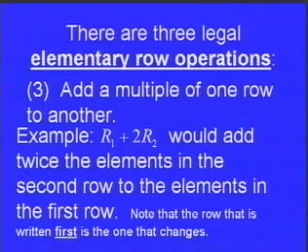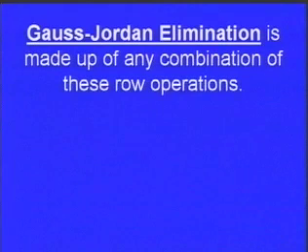R1 plus 2R2 would add twice the elements in the second row to the elements in the first row. Note that the row that is written first is the one that changes. So because I wrote R1 plus 2R2, R1 is the one that changes. Okay, the change to R2, multiplying it by 2, that's just a temporary change. And you'll see some examples of these as we do some problems.